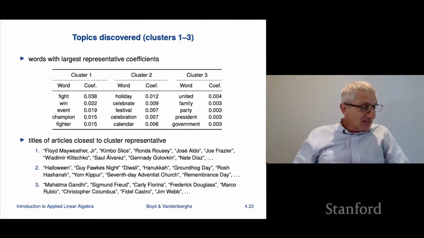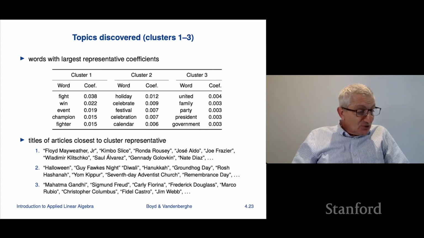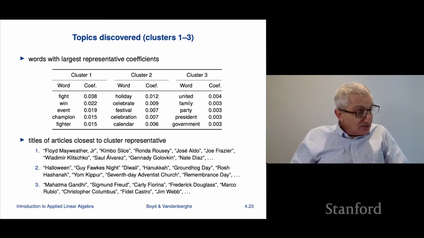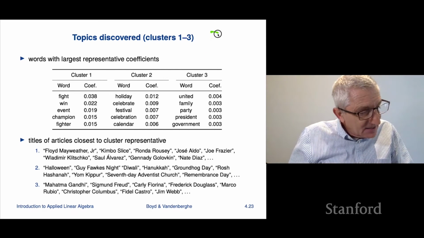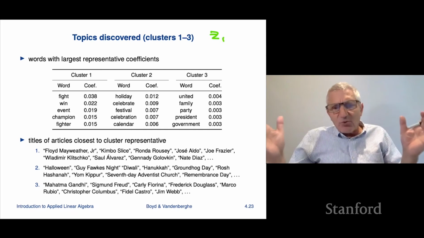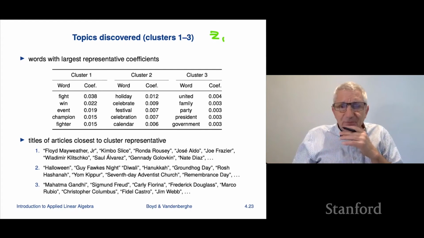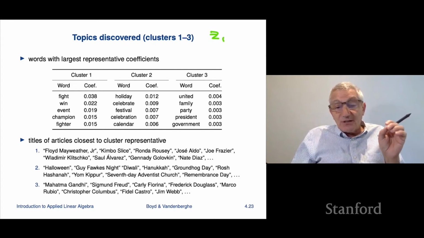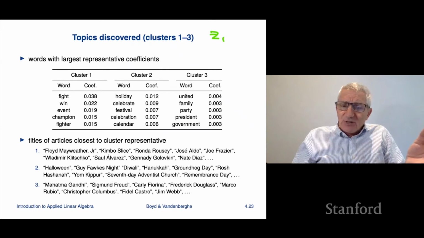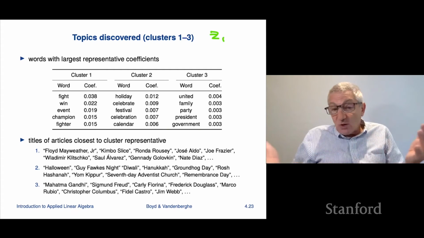Okay, so what you can do then is look at the cluster representative. So that would be, let's look at Z1. That's a vector with about 4,400 entries, right? And we can look at the largest entry. We can also look at the smallest, but the smallest is going to be about 0. But we're going to look at the largest few entries to see what's there.